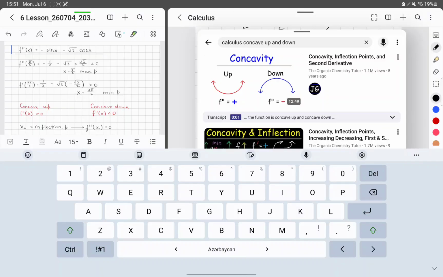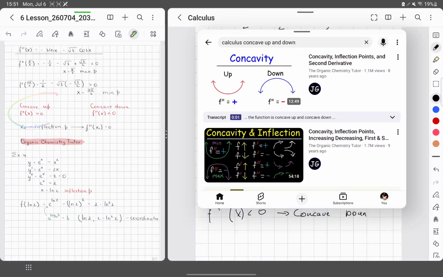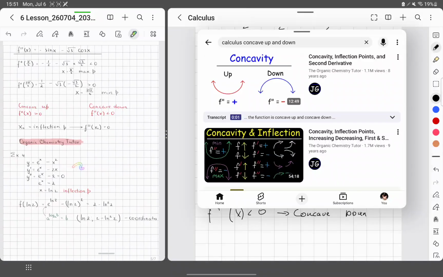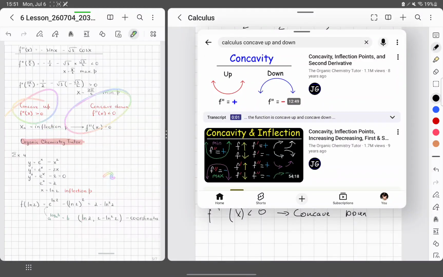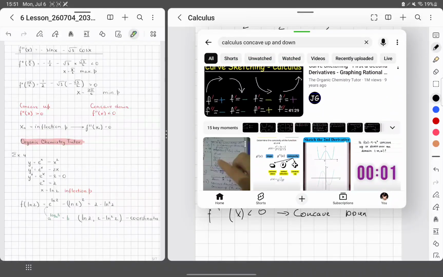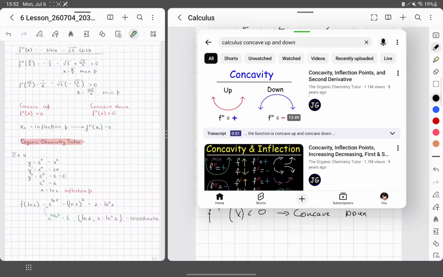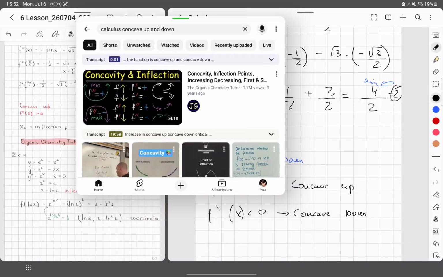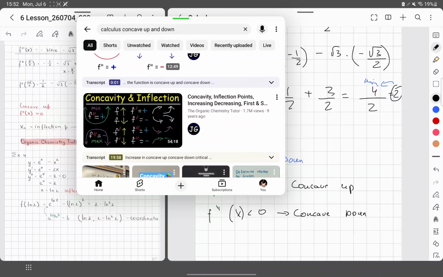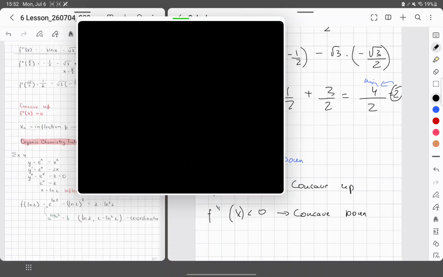I don't want to write everything, but we need concave up, concave down, inflection point, and the first derivative test. Actually, we just need concave up, concave down, and inflection points. So I'm going to watch the Organic Chemistry Tutor. Maybe this video could be enough for me, because I don't want to lose time watching videos about things we already did.